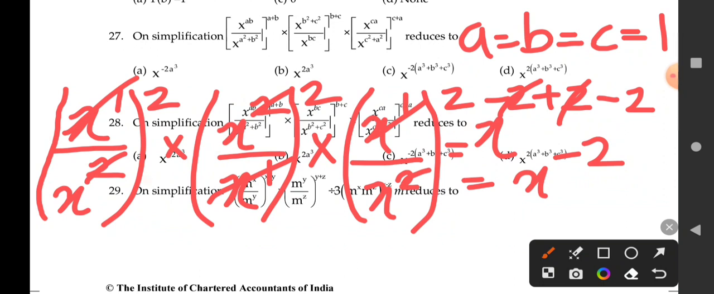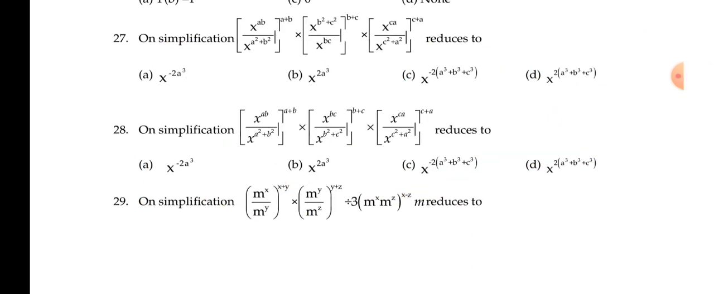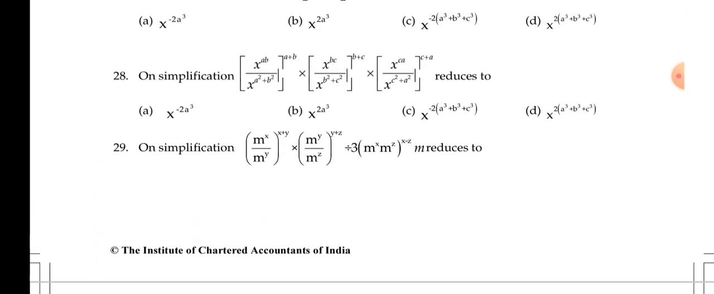So let us substitute a, b, c in all the options as well. The first option gives us x power minus 2. The second option gives us x power 2. The third option gives us x power minus 2 into 3, that is minus 6, and the fourth option gives us x power 6. So option number A is the answer. 27th is A. Okay. Next question.